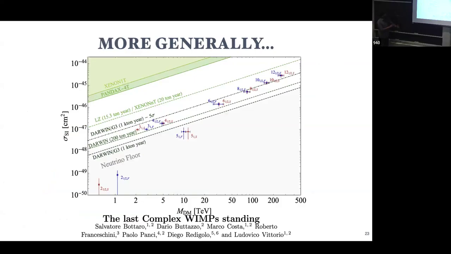And this last Complex WIMPs Standing paper generalized this for other representations. And you see that the doublets are sitting here. There's the scalar and the fermion, and you see all of the other representations with slightly better prospects, like something like Darwin 200-ton year can go after most of these different models of WIMPy dark matter.